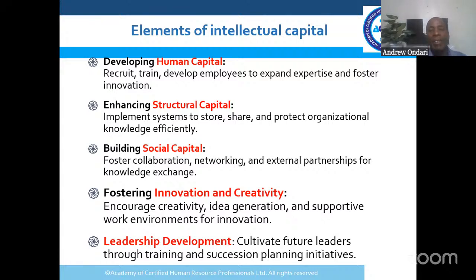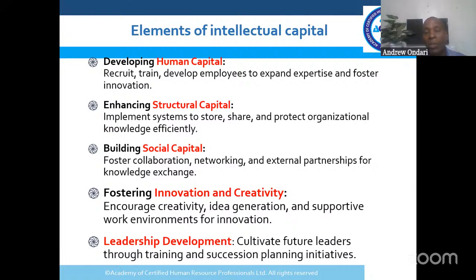Secondly is the structural capital. These are the systems that we use to store and share knowledge resources. In most of our organizations, we call these knowledge reservoirs. What are the systems that we use to collect, store, and share knowledge? We may have a knowledge management system or a learning resource management system, that is an LMS. With this structure, we are able to utilize and share knowledge in a way that is beneficial to the organization.